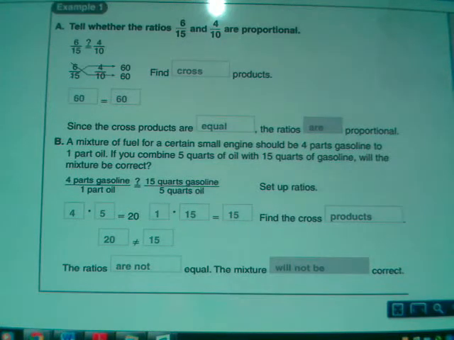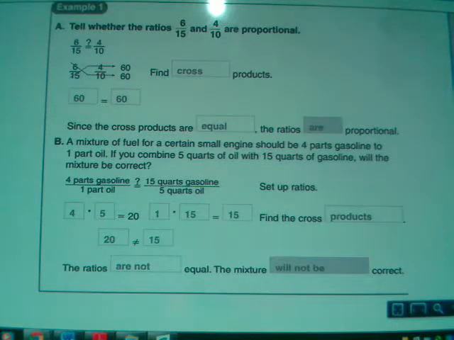All right, the B example is more of the same, but it's in the context of a word problem. It says a mixture of fuel for a certain small engine should be 4 parts gas to 1 part oil. If you combine 5 quarts of oil with 15 quarts of gas, will the mixture be correct? So they write a couple of ratios there, 4 parts gas to 1 part oil, and 15 quarts gas to 5 quarts oil.